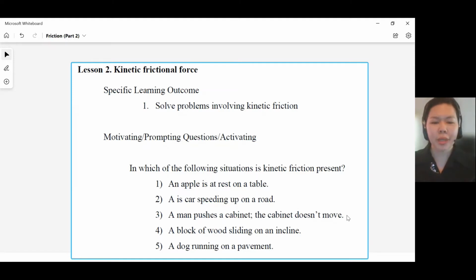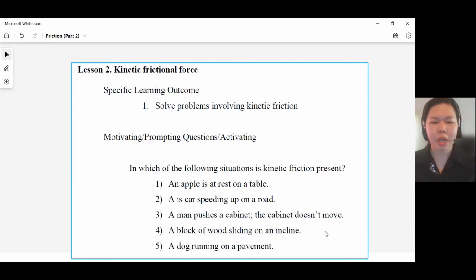Number 3, a man pushes a cabinet. The cabinet doesn't move. Because the cabinet is at rest, then there is no kinetic friction.